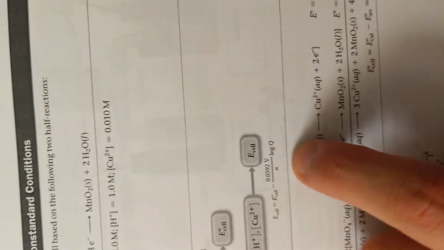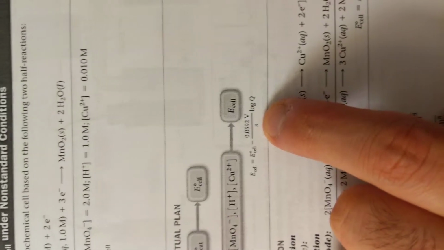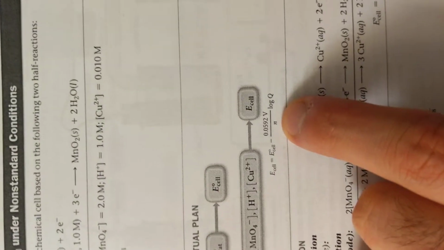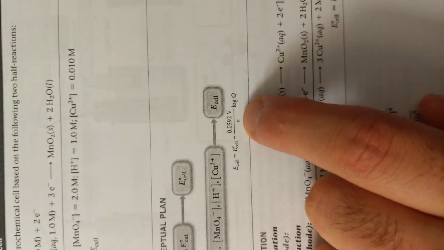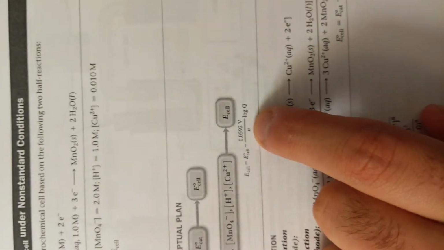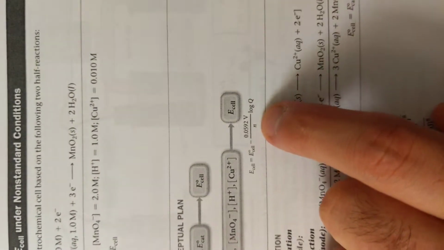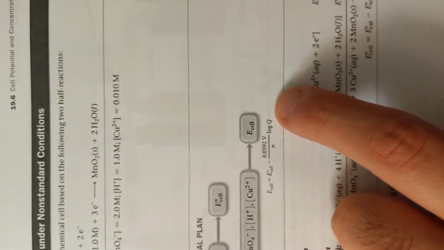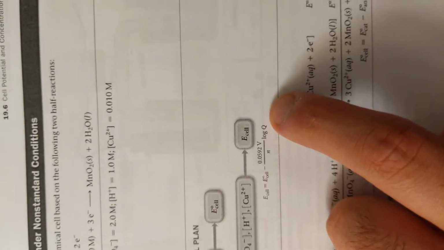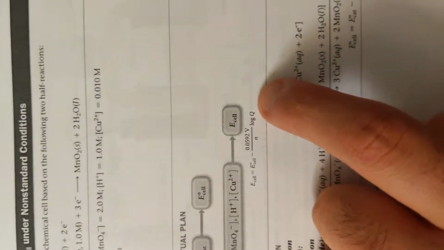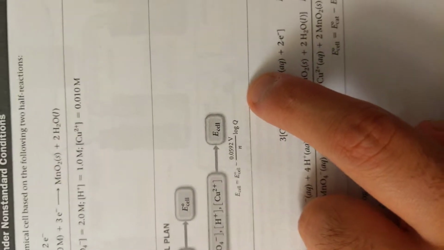0.0592 volts is a constant. n is the number of moles of electrons. When you balance each half reaction, which we'll talk about in a moment, however many electrons are gained and lost must be the same, conservation of matter. So that's going to be n. And then log of Q, Q is the reaction quotient. It's the concentration of our products over the concentration of our reactants, each of them raised to exponents from the balanced chemical equation.